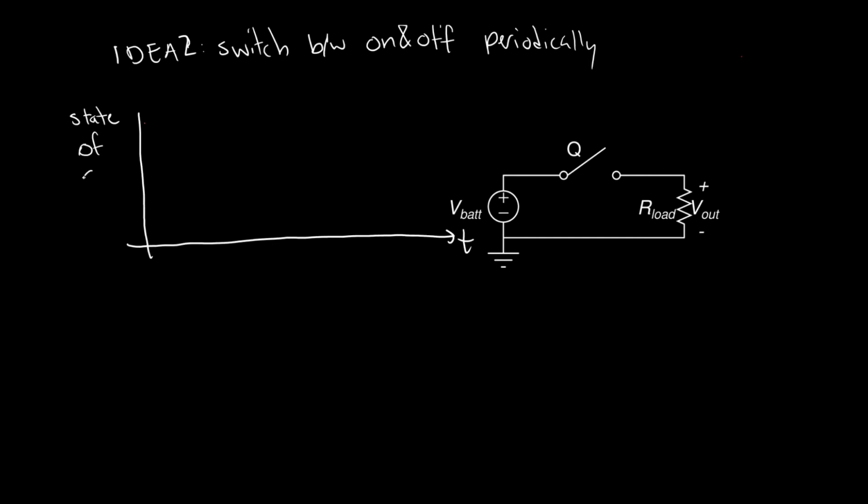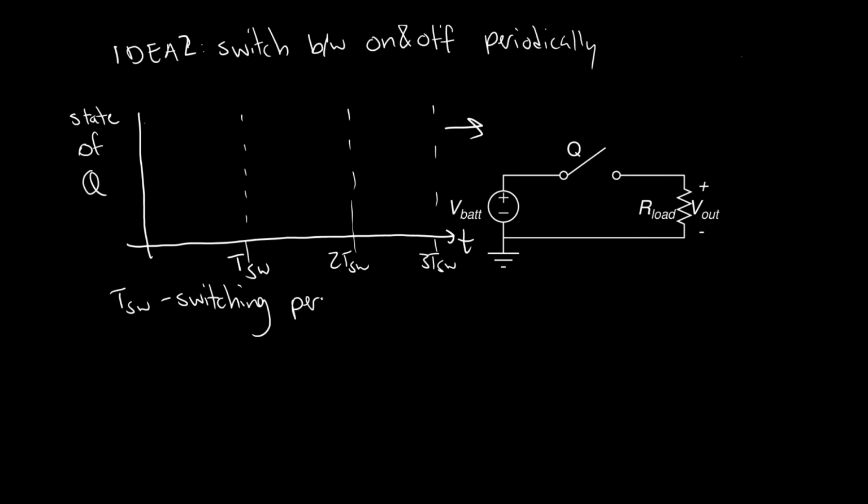So state of Q. So if we're doing it periodically, we must have regular time intervals, right? So we'll have one time interval, another time interval, another time interval, and this extends forever. We'll just do this for eternity. So this time interval we'll call TSW. And here's 2 TSW, here's 3 TSW, and TSW is our switching period. It is the length of time, so it has units of seconds, that it takes for us to switch between on and off.